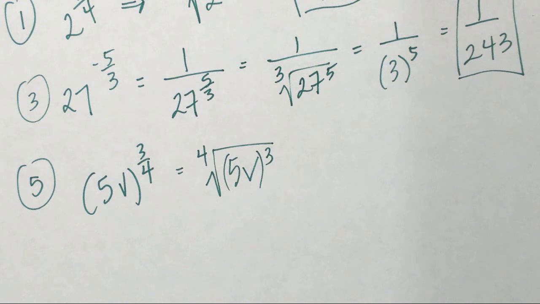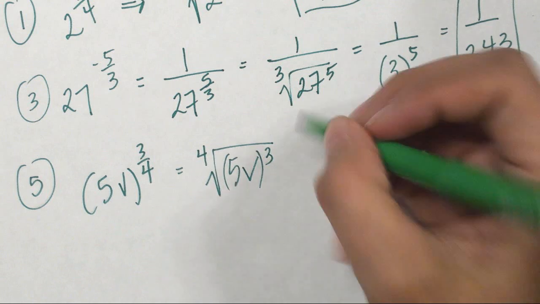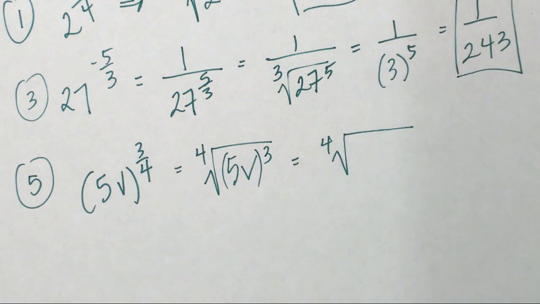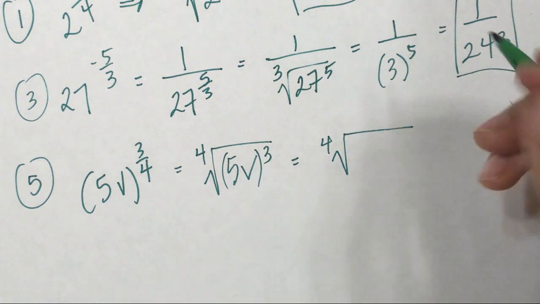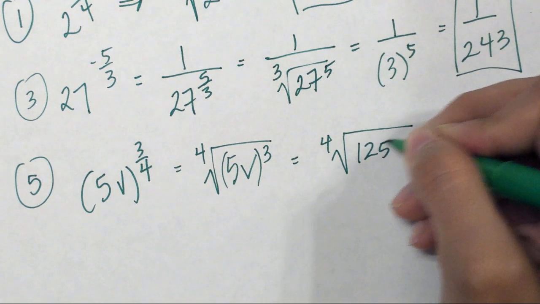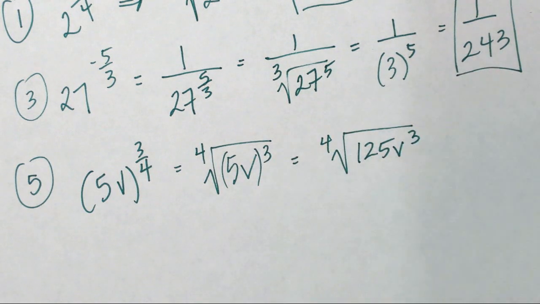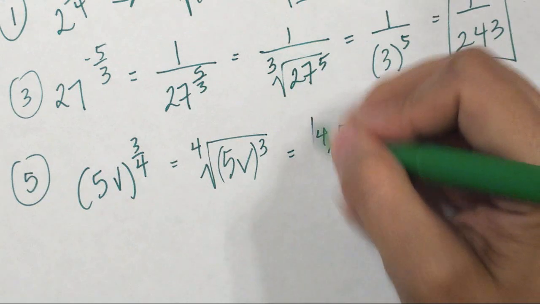Now, in this case, I don't know what the 4th root of 5 is, so what I'm going to do is just simplify the inside if I can. So I have the 4th root on the outside. 5 cubed, right? We have 5 times 5 times 5, which is 125. You can look on your chart, and then the 3 also distributes to the v, and that is your final answer.